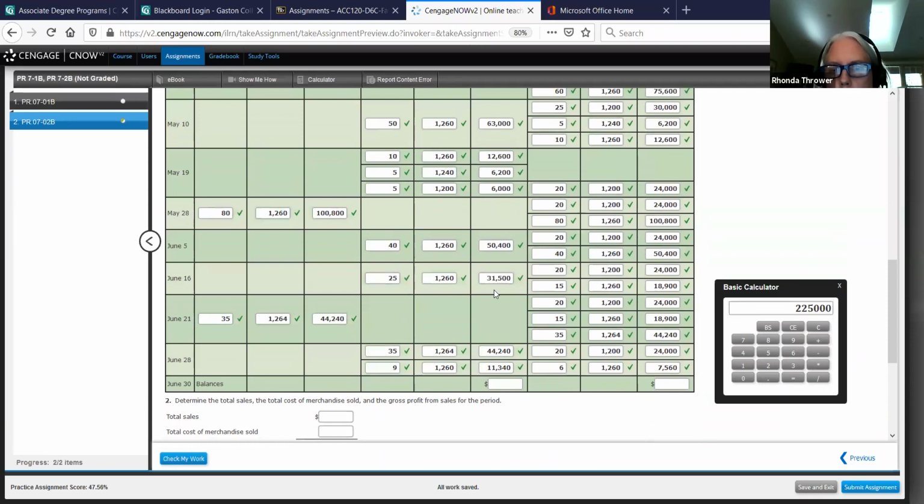And then we're going to add 31,500. And we're going to add 44,240. And then we're going to add 11,340. If I've added all those correctly, the amount is 312,080.